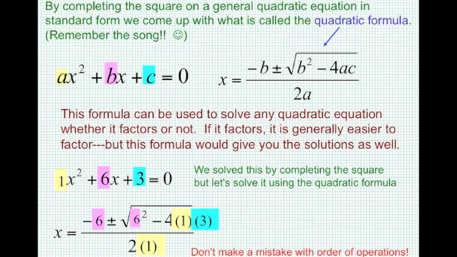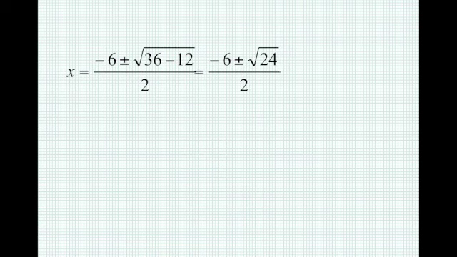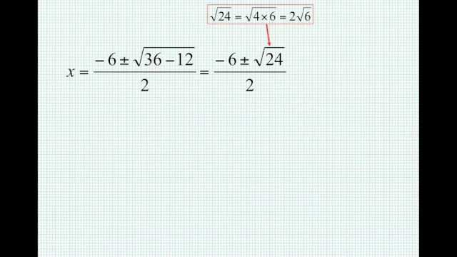Don't make a mistake with order of operations here. Let's do the power and the multiplying first. So our next step yields negative 6 plus or minus the square root of 36 minus 12 all over 2. From here, we continue to break this equation down and simplify as far as we can possibly go. So from negative 6 plus or minus square root of 24 over 2, we're able to break apart the square root of 24 into 4 times 6, with 4 being the perfect square. If we take the square root of 4 out and leave the 6 inside, we get negative 6 plus or minus 2 square root of 6 all over 2.